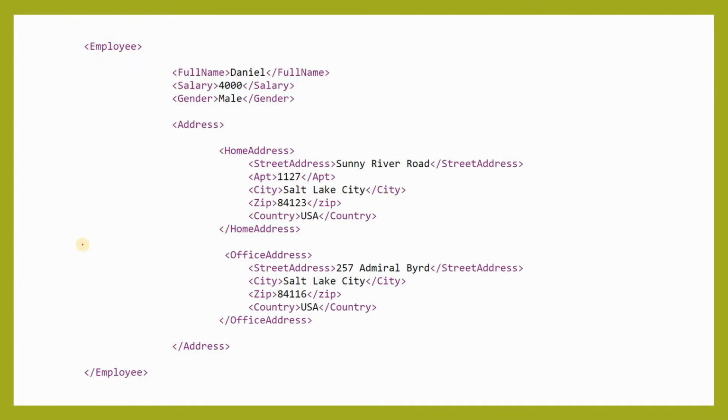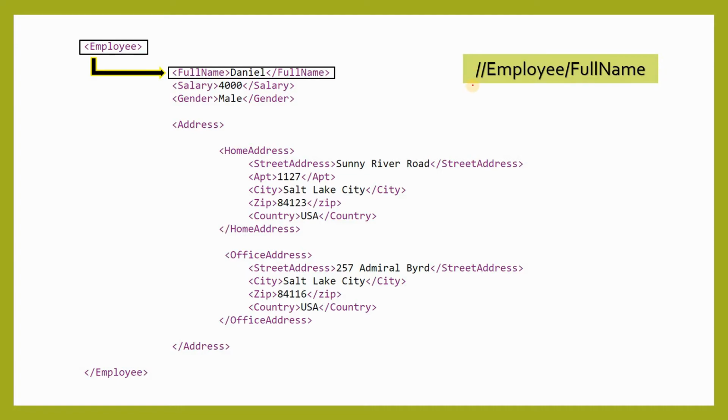For example, from this web service response, we want to retrieve the full name Daniel. So the root node is the employee. Under the employee node, we have the full name. So how will we write the XPath expression for this? Our XPath expression will always start with two forward slashes. Then it will be the root node. Under the root node, we have full name. By this XPath expression, we will get the name Daniel.